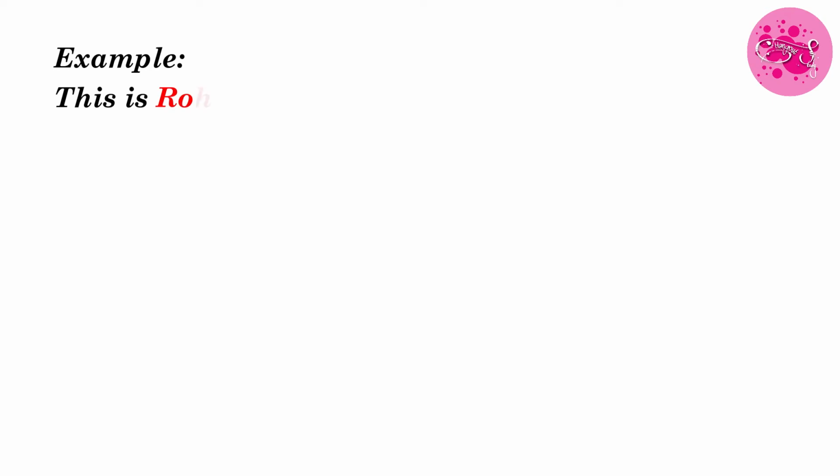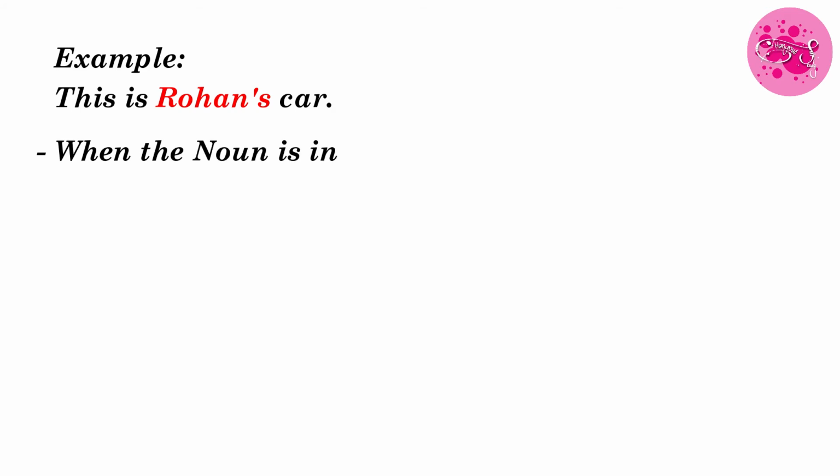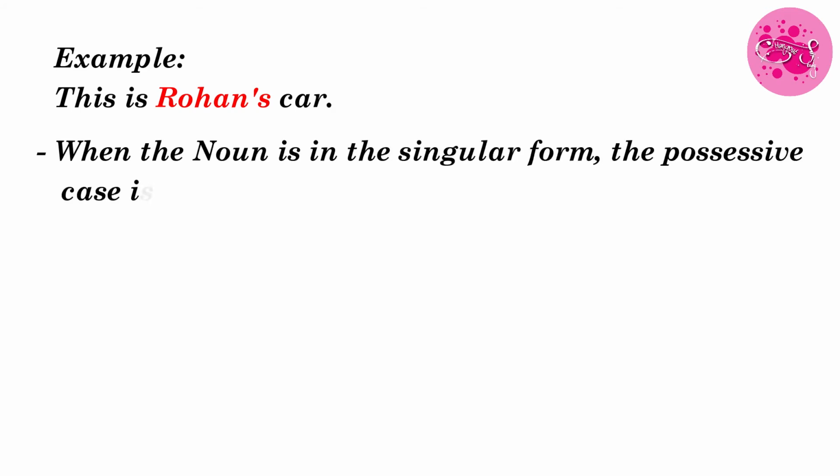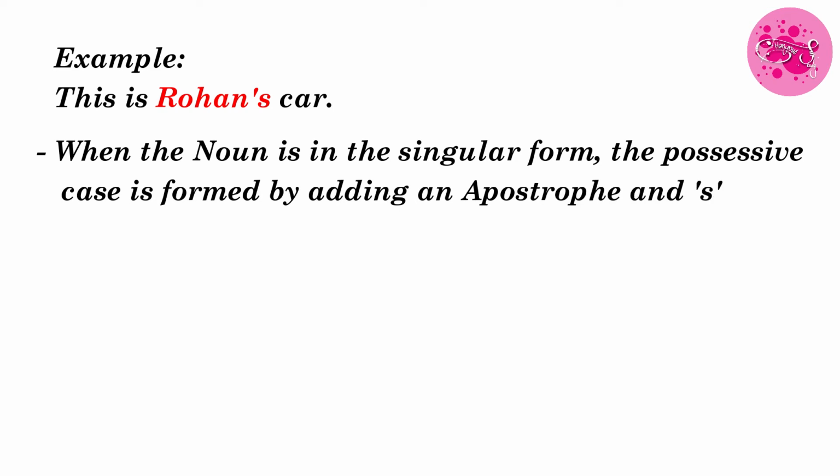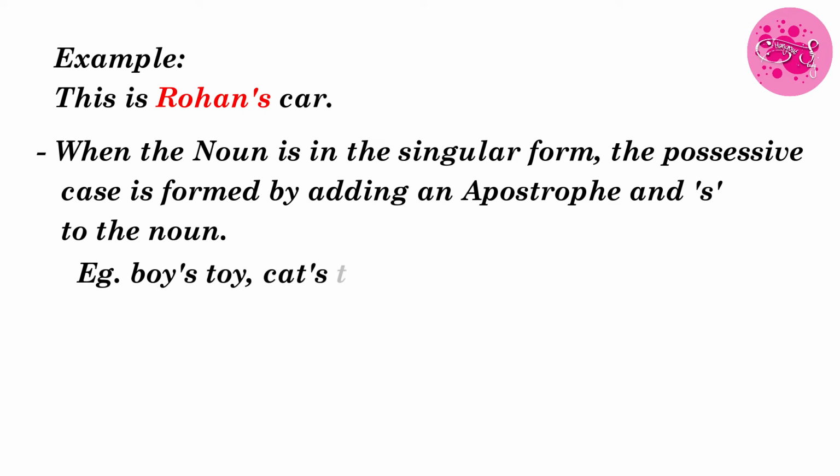For example, this is Rohan's car. Here we are talking about a car that belongs to Rohan. Okay, so we have to write apostrophe s. Now, when the noun is in the singular form, the possessive case is formed by adding an apostrophe and s to the noun. Okay, so for example, boy's toy, cat's tail, teacher's book.